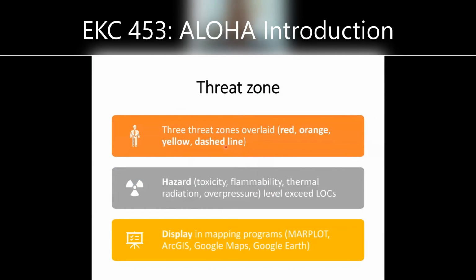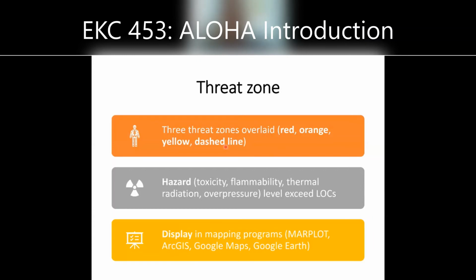One of the outputs from ALOHA is a threat zone. A threat zone usually contains three zones: a red zone, an orange zone, a yellow zone, and also a dash line. Usually the red zone is a highly hazardous zone, followed by orange and yellow. We also have a dash line for our boundaries, just to highlight that if the wind changes, the area inside the dash line could also be affected.